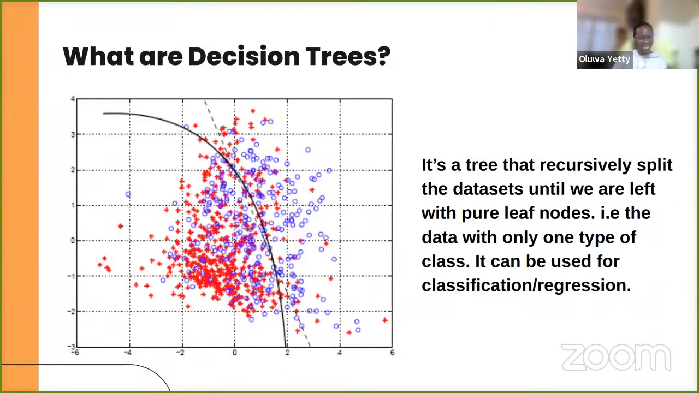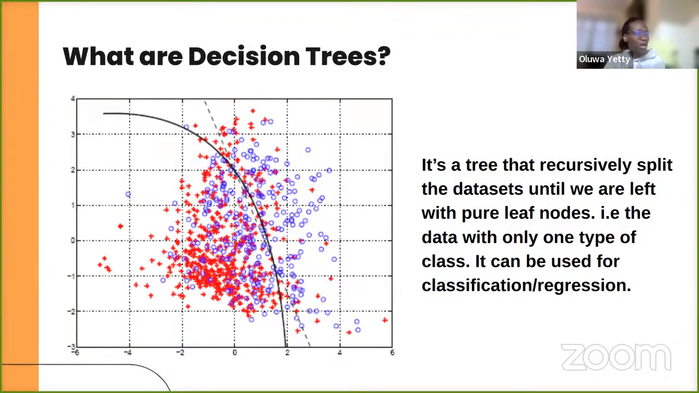So given that, we can define decision trees as a tree that recursively splits your data set until we are left with pure leaf nodes. And we will go deeper into what pure leaf nodes are, but basically they are the data with only one type of class. But we'll get there. If this is not clear, we'll still talk about what the leaf nodes are.